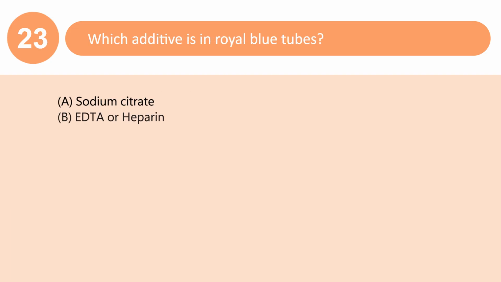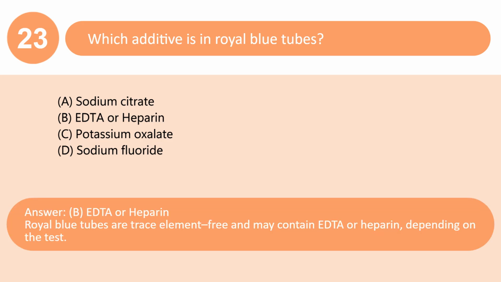Which additive is in royal blue tubes? A. Sodium citrate. B. EDTA or heparin. C. Potassium oxalate. D. Sodium fluoride. Answer: B. EDTA or heparin. Royal blue tubes are trace element free and may contain EDTA or heparin, depending on the test.